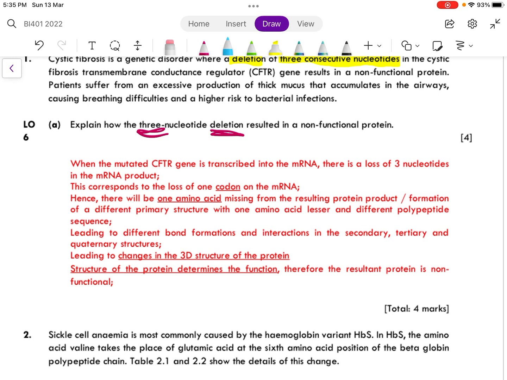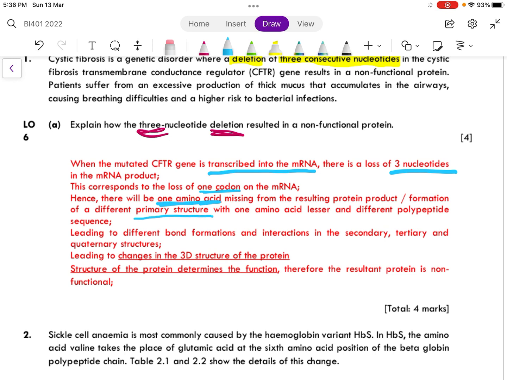Since the DNA has been mutated, the transcribed RNA will have a loss of 3 nucleotides. Okay? If you delete in your DNA, your mRNA will also be missing 3 nucleotides. This means that you will lose one entire codon on the mRNA. If there's an entire codon missing, you will also be missing one amino acid. Okay, and what will this result in? Well, this will result in a change in the primary structure.